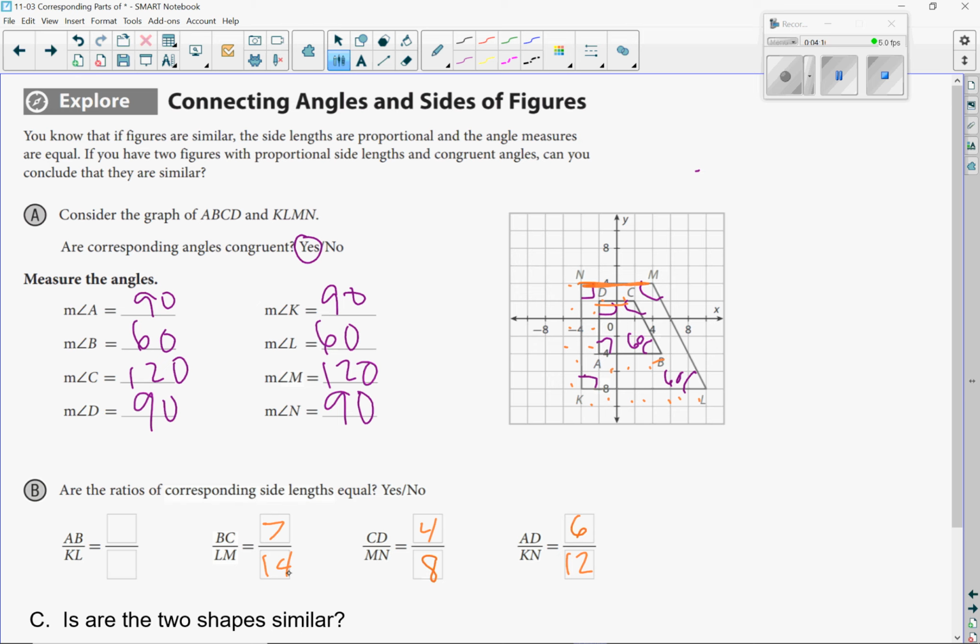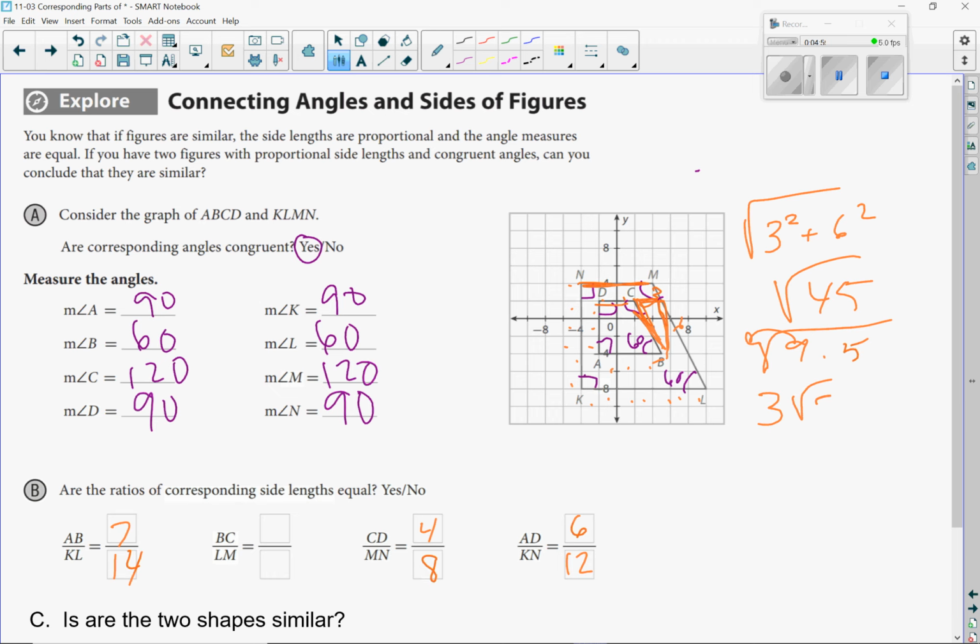Okay, and then AB, I'm sorry, I wrote that in the wrong spot. My bad. 7 and 14. And then looking at BC, let's look at BC real quick. Now remember how we can do a right triangle here? So that's a right triangle where this side is 2, 4, 6, and this side is 3. So if I do the Pythagorean theorem on that one, it's going to be the square root of 3 squared plus 6 squared. I get the square root of 45. The square root of 45 is actually broken down into 9 times 5. That 9 gets to come out because it's a perfect square. I get 3 square roots of 5, right? So that's BC. That's 3 square roots of 5.